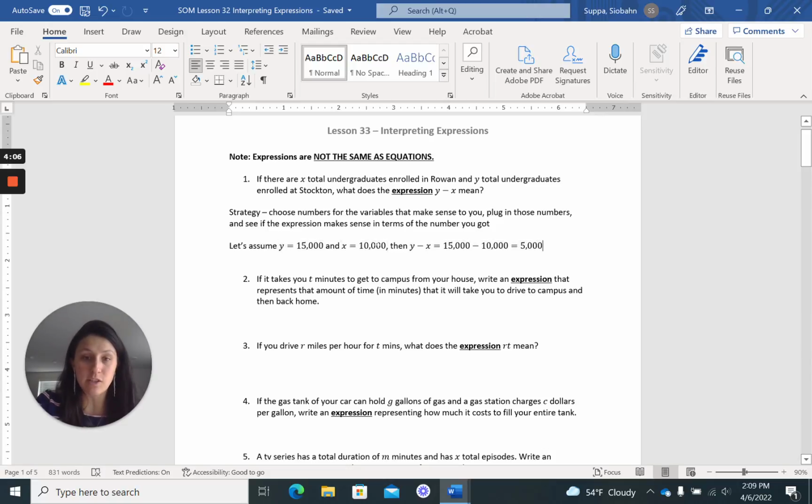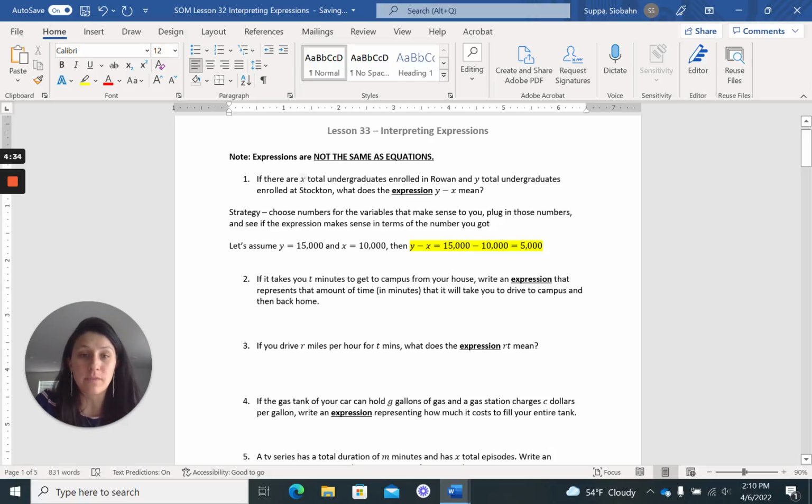Now remember, these numbers, I just chose them to help me make sense of this answer right here. This is the important thing. You don't have to plug in real numbers to figure this out. This is just to help me make sense of what this expression could mean. And it seems to me that there are 5,000 more students at Rowan than at Stockton, because there's more students at Rowan because this came.